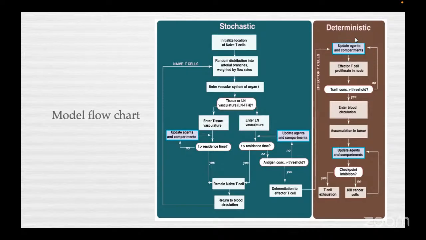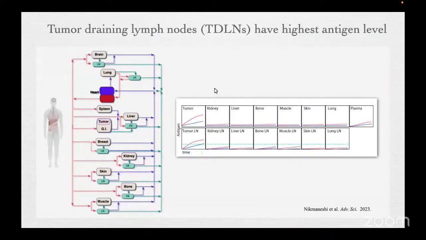We have a lot of effector T cells now that have proliferated. They go to the circulation, find the tumor, and start to kill cancer cells. So if you look systemically at where the antigen distributes, of course, the tumor has the highest level. And in the red and blue here, we're just showing two different antigen production rates. Other organs get very low levels of antigen through the bloodstream.